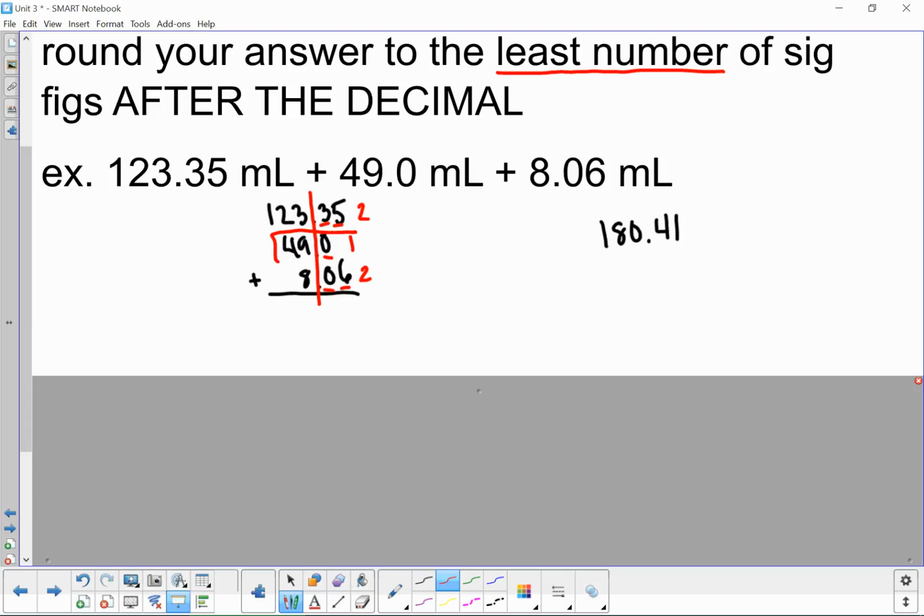So I want to make my answer match this 49.0, and so I want it to have 1 number after the decimal. So in my answer, that 1 number is going to be right here at this 4. So I have to write 180 point. Now the only thing to consider is, are you going to leave that 4 as it is, or are you going to round it up to a 5? To figure that out, you look directly after that at that 1. And because 1 is less than 5, you're just going to leave it alone. So your answer with correct sig figs is just going to be 180.4 milliliters. Just take those units back from the problem.